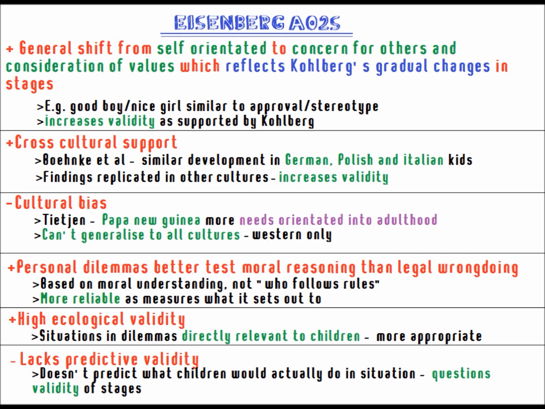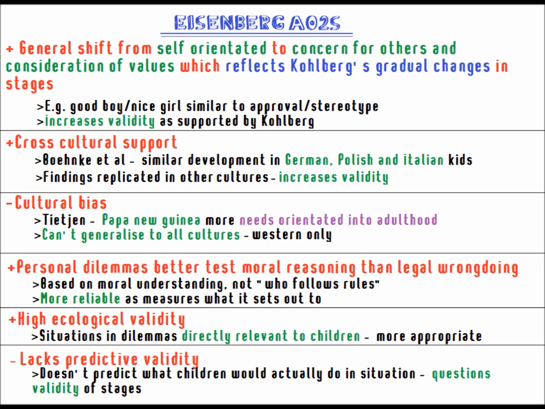Evaluation. There is a general shift from being self-orientated to concern for others and consideration of values, which reflects Kohlberg's gradual changes in stages. For example, the good boy/nice girl orientation is similar to the approval and stereotype orientation. This increases the validity of Eisenberg's stages as they're supported by Kohlberg. There is also cross-cultural support from Bianca et al., where there is similar moral development in German, Polish, and Italian kids. As Eisenberg's findings were replicated in other cultures, this increases the validity of Eisenberg's theory.